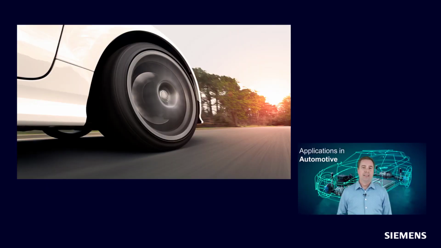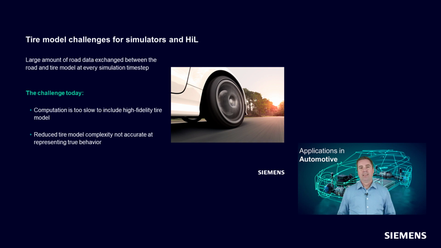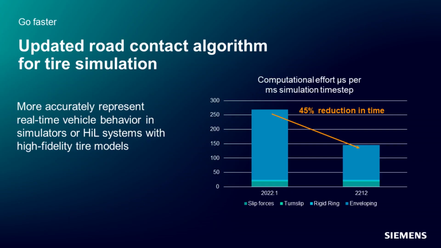Not surprisingly, this is a major contributor to computational effort and can be a hindrance to real-time use of tire models in simulators or hardware-in-the-loop systems. In some cases, you might reduce tire model complexity to get around this issue, but then you're also not accurately replicating behavior. In this latest release of Simcenter Tire, we've updated the road contact algorithm to reduce road data exchange. What this means to you is an increased computational efficiency of 45%, so that high-fidelity tire models can be used in real-time applications.